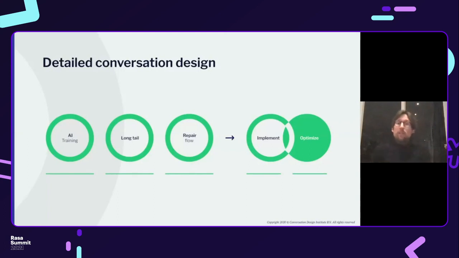And then obviously our repair flows. What if we don't understand what people say, or what if we think we do, but turns out that we don't? What if there's a task failure, people just start talking altogether? How do we win them back, right? So that's what you do during detailed conversation design. Then you start implementing that, you start deploying that, and then you start optimizing that, obviously, through your analytics.